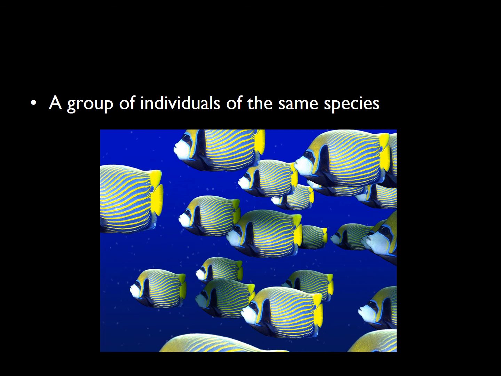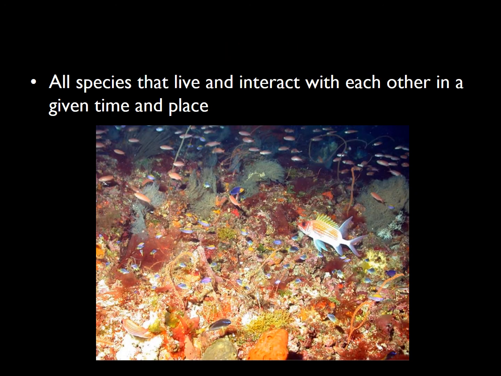So we just went through and defined a couple of terms: a group of individuals of the same species, and of course I have fish examples. This is our population. Now, if we add in the population of all the different species that live and interact with each other in a given time and place, this is our community. And it's important that we constrain this by talking about the species that live and interact with each other, because that's going to determine how evolution works, and it's going to determine the way that these species interact and how they affect one another.